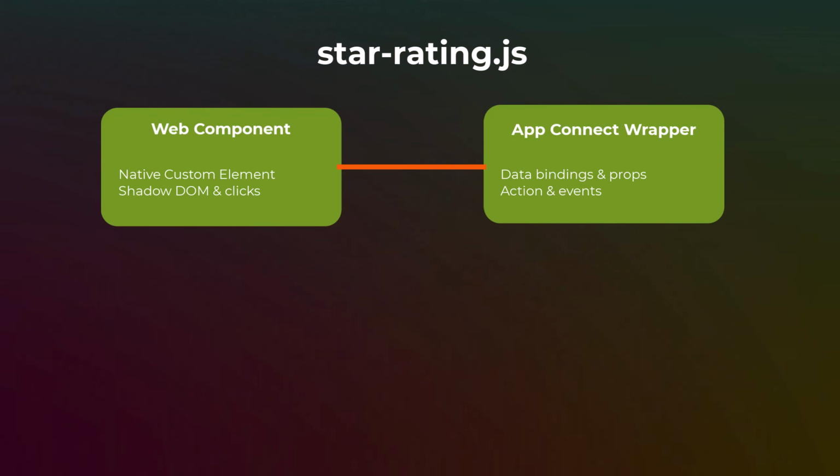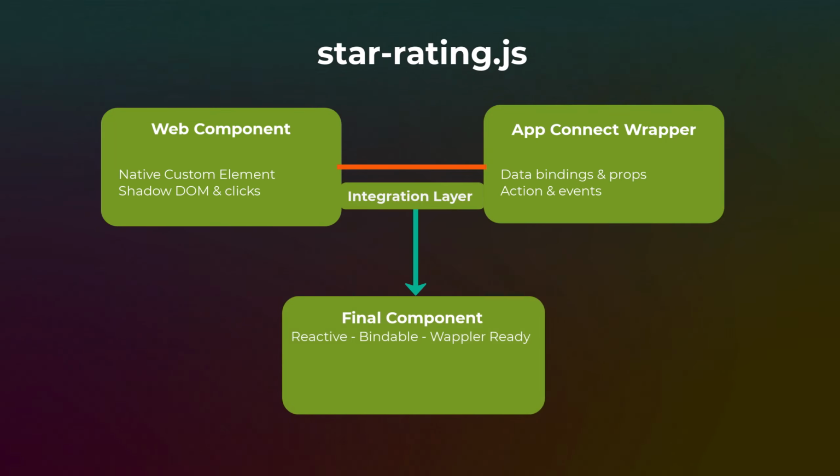Think of it as an engine and a gearbox. The web component is the engine, it does the mechanical work. The app connect wrapper is the gearbox, it connects that engine to the rest of the vehicle. We'll write the web component first, then wrap it with app connect.